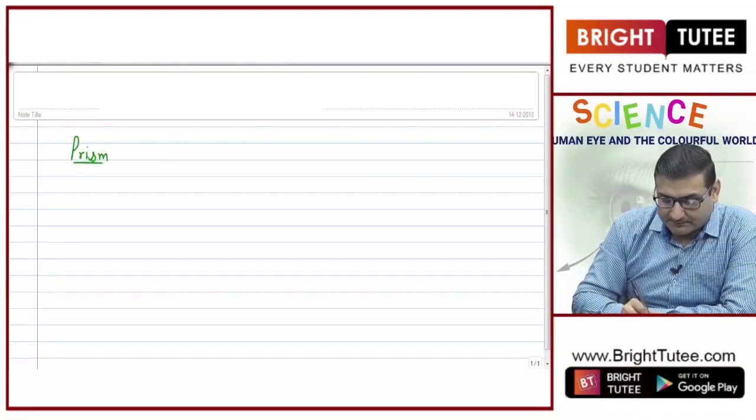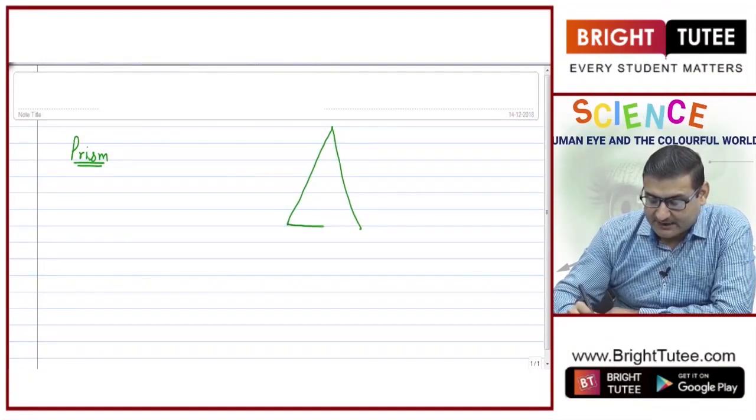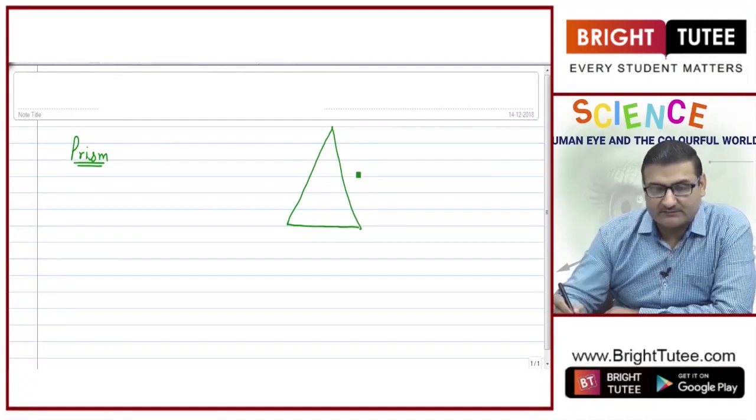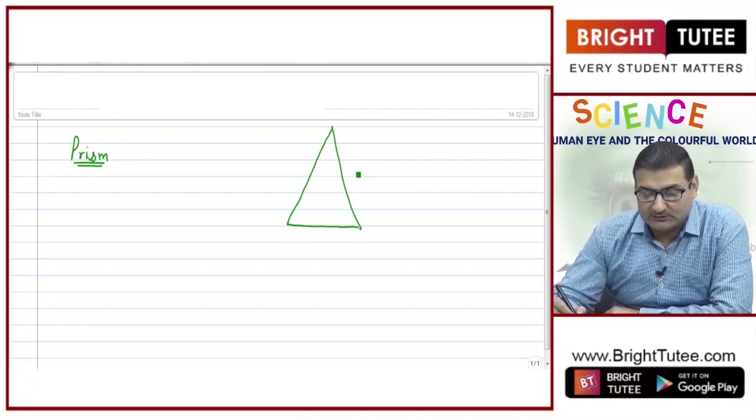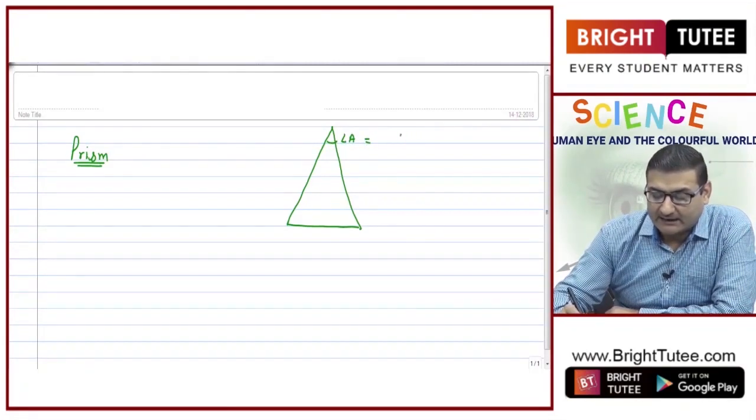Now, what is a prism? A prism is a triangular glass which has two lateral surfaces inclined towards each other, making an angle, and this angle we denote by angle A, and we call it the angle of prism.